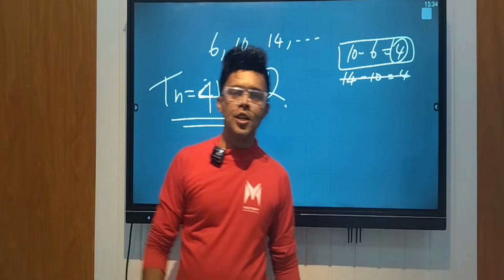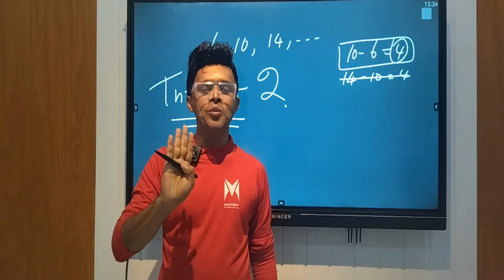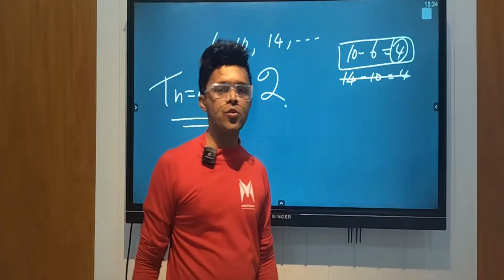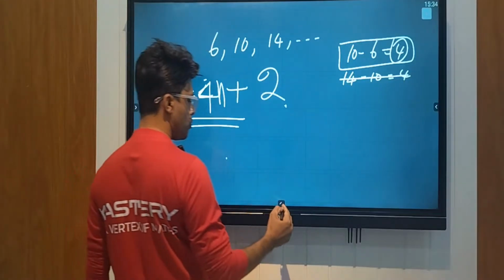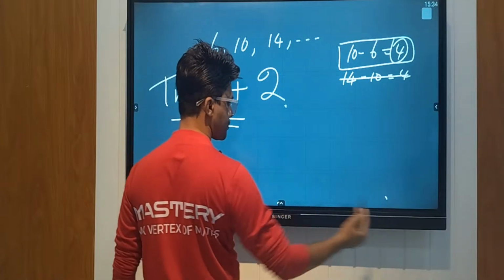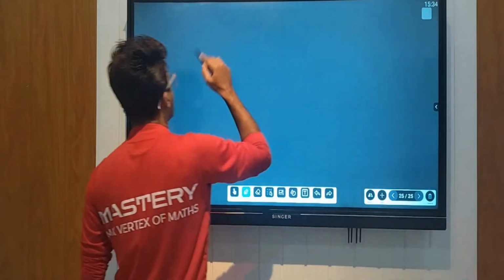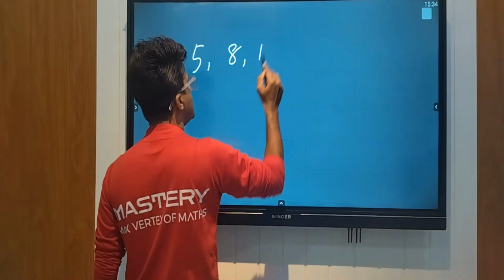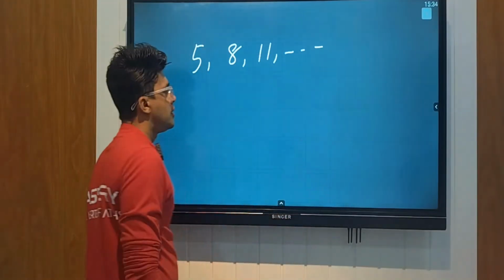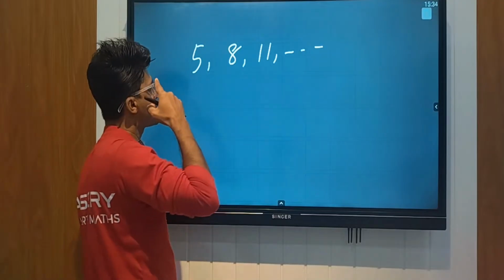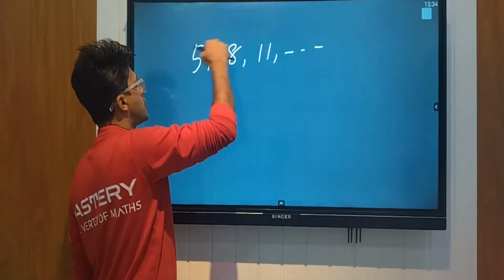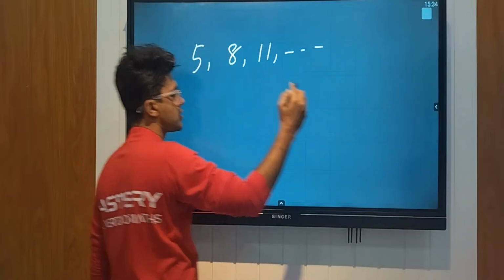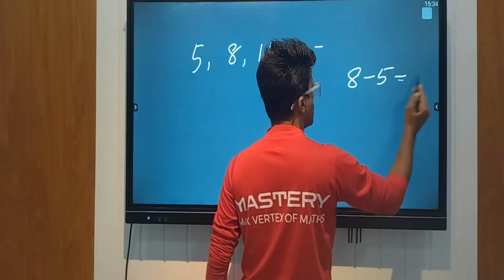This is the general term. Wait, I'll teach you more clearly so that you can realize. Think of this one: 5, 8, 11. First take the common difference here. 8 minus 5 is 3, 11 minus 8 is 3. So 5 plus 3 is 8. Same thing. So the common difference is 3.